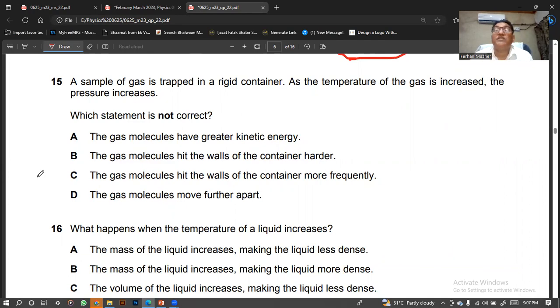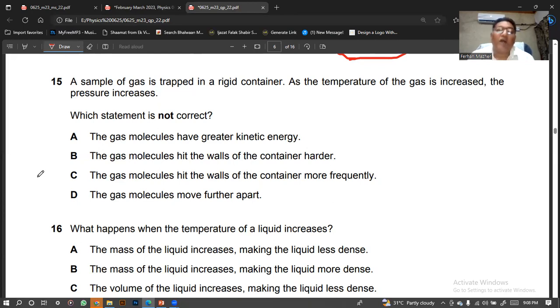Their question is, which statement is not correct? The gas molecules have greater kinetic energy. Yes, that is true. When you increase the temperature, the kinetic energy of the gas molecules will increase. B, the gas molecules hit the walls of the container harder. Yes, that is also true, because they will have higher kinetic energy, so they will hit harder. C, the gas molecules hit the walls of the container more frequently. That is true, because the molecules are moving faster, their collision frequency with the walls will increase.